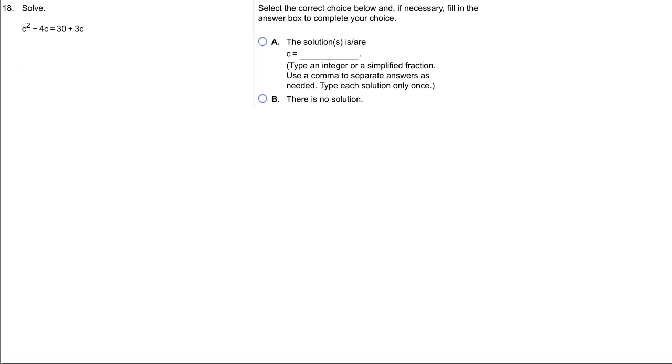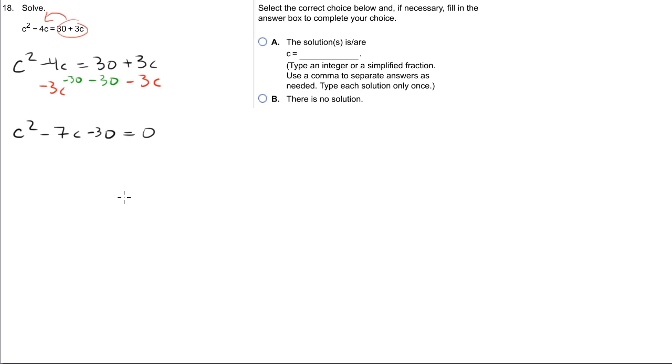Let's solve this. We've got c squared minus 4c is equal to 30 plus 3c. Everybody needs to get over to that side. So I'm going to subtract 3c from both sides, and we'll get c squared minus 7c. I'm going to subtract 30 from both sides. C squared minus 7c minus 30, and that's equal to 0. Now, let's see if we can factor 30. I think we can. C minus 10 times c plus 3. I think that's the factorization we want.